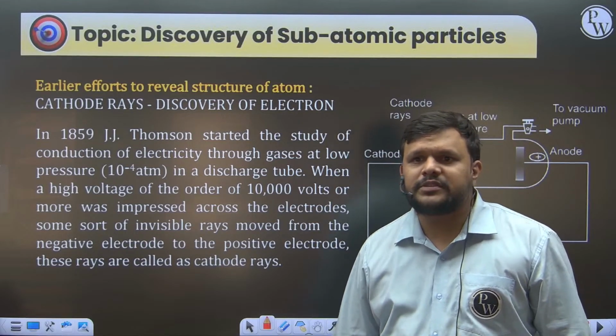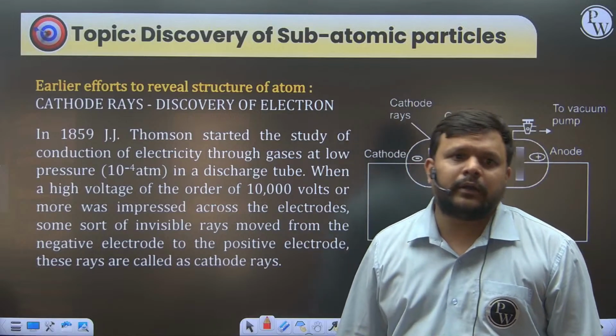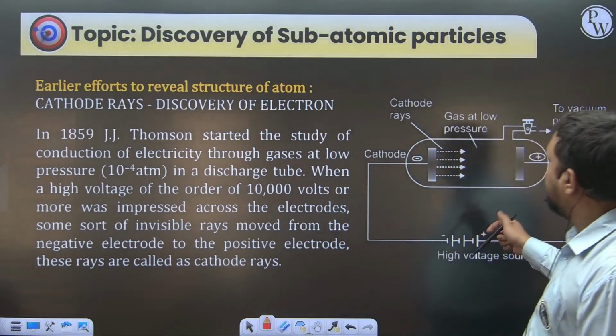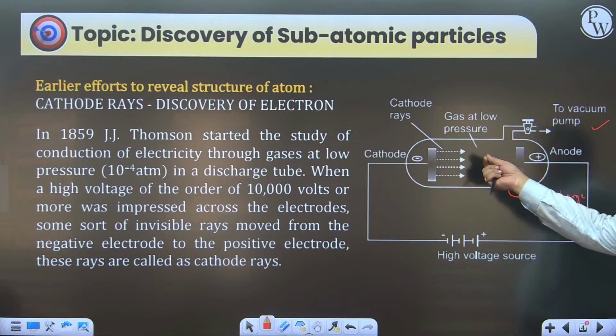J.J. Thomson was responsible for the discovery of the electron. He carried out a cathode ray experiment, as you can see over here. This is our discharge tube. With the help of a vacuum pump, he lowered the pressure inside.